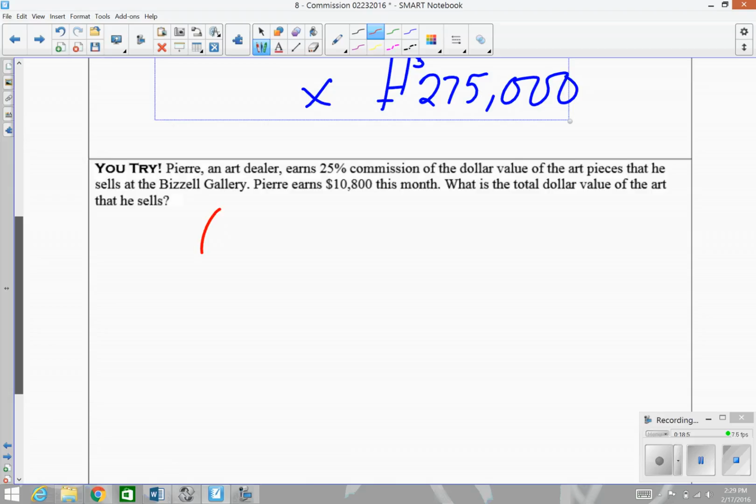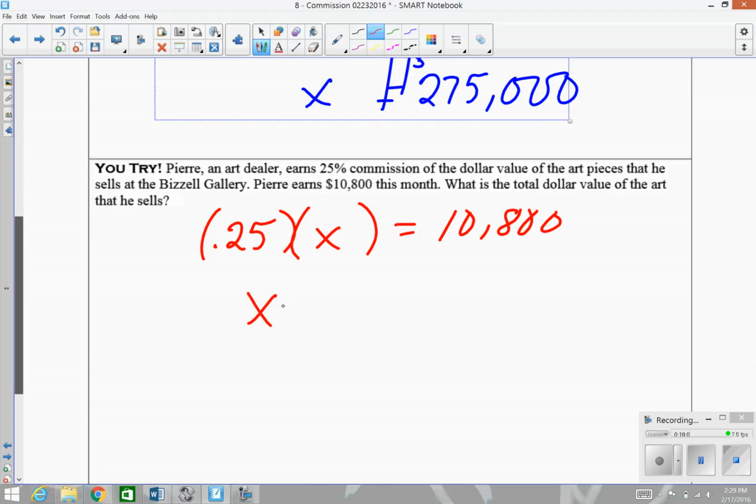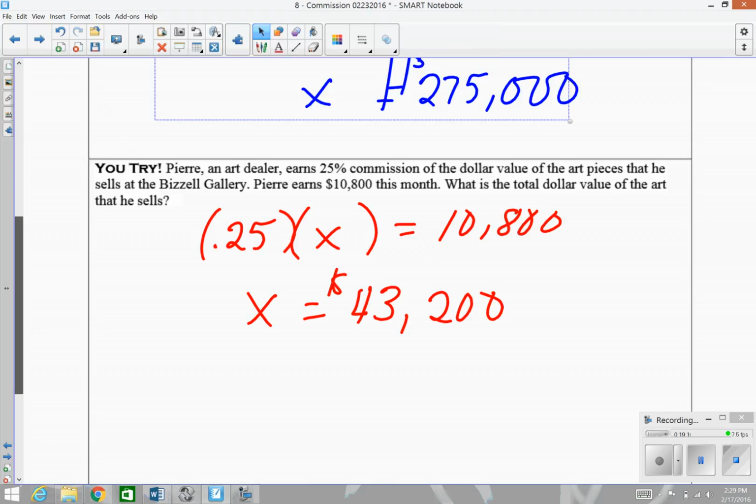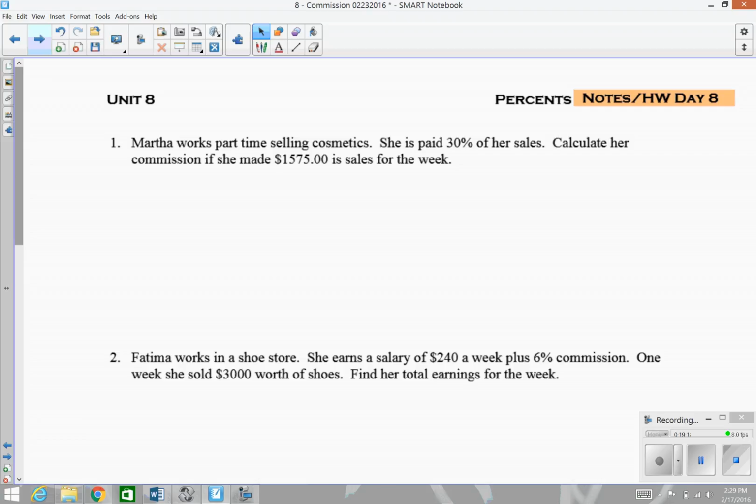For this one, you should have had 0.25 times X equals 10,800. That's a pretty large commission, so you should expect a pretty large sale. And when you solve, you do indeed get $43,200. Finish checking your work and then flip to the rest of the packet.